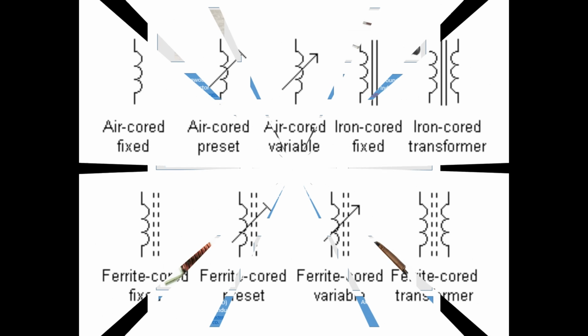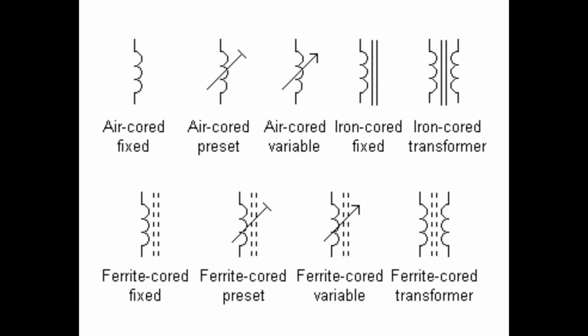This next slide shows you the schematic symbols for the different inductors. We have air core fixed, air core preset, air core variable, iron core fixed, iron core transformers. We have ferrite core fixed, ferrite core preset, ferrite core variable, and ferrite core transformers.